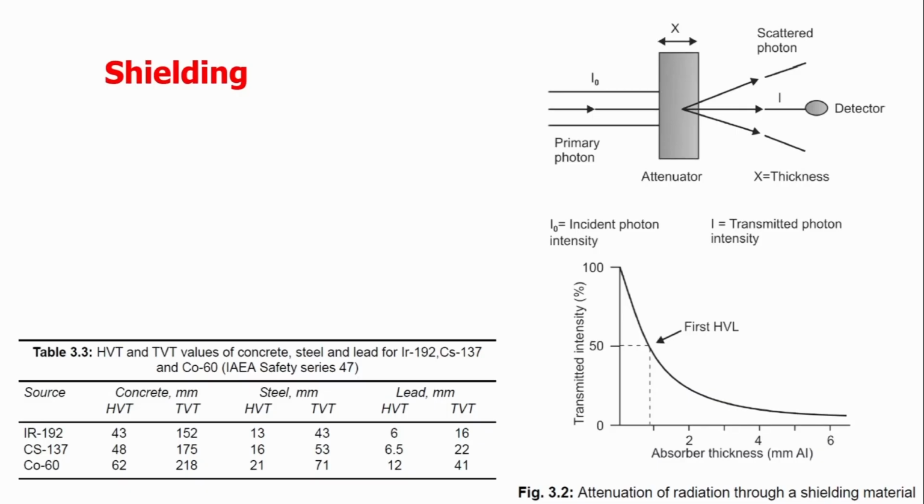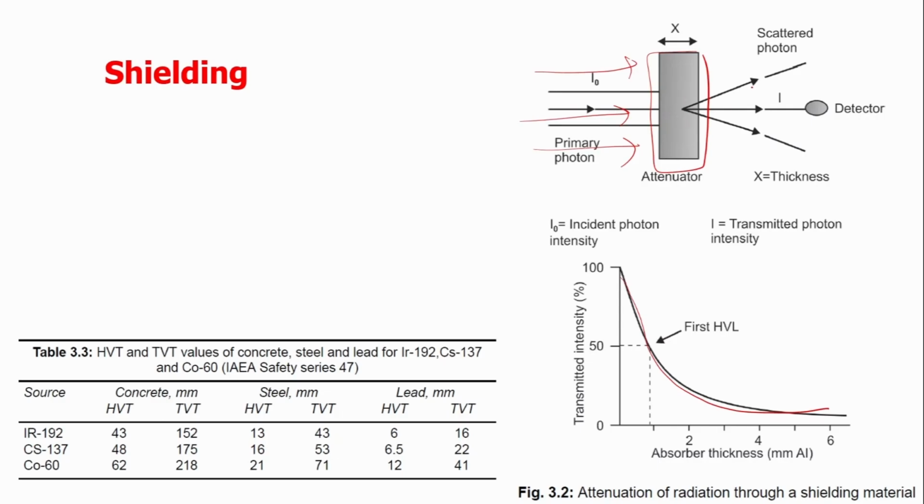How is radiation attenuated? Once radiation enters a material, it starts attenuating exponentially, and this depends on the material. Suppose this is any attenuating material, like concrete, steel, or lead, and this is your incoming beam, or primary beam, denoted by I naught, the initial intensity, and this is your attenuator.